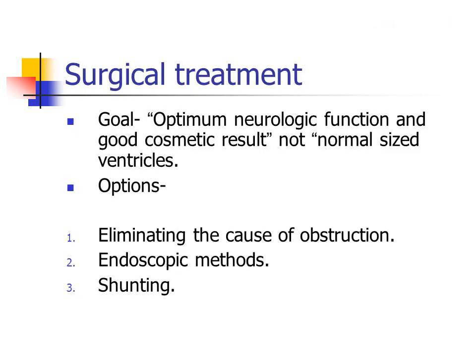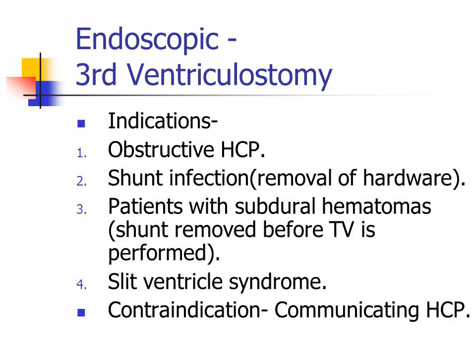Surgical treatment. Goal: optimum neurologic function and good cosmetic result, not normal-sized ventricles. Options: eliminating the cause of obstruction, endoscopic methods, shunting, endoscopic third ventriculostomy. Indications: obstructive HCP, shunt infection, removal of hardware. Patients with subdural hematomas: shunt removed before third ventriculostomy is performed.